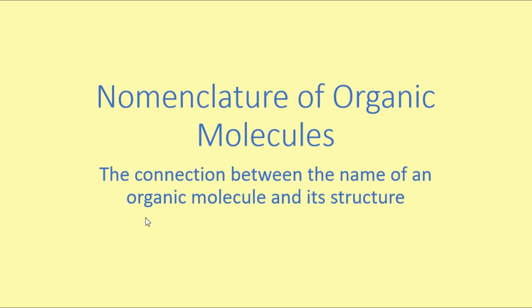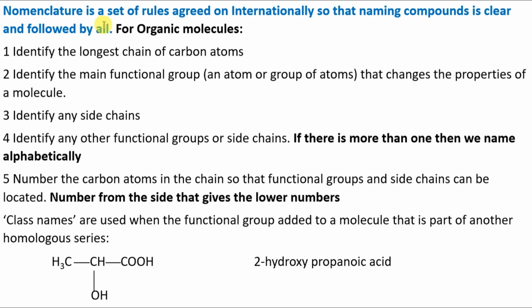I don't use the list per se. I don't go through the steps 1, 2, 3, 4, blah, blah. I use it instinctively. You get to do that with practice, as I hope you'll see. But for reference, here we are. So nomenclature is a set of rules agreed on internationally so that naming compounds is clear and followed by all.